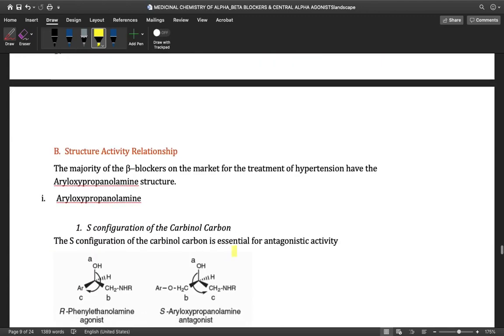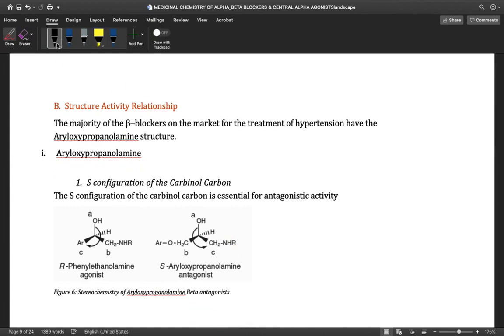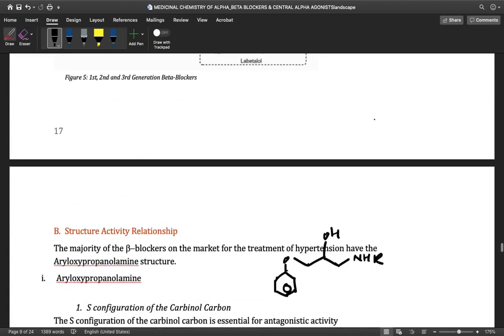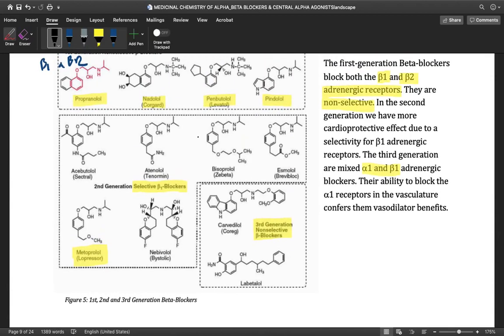Okay, so the majority of these drugs have what we call the aryl oxypropanolamine. So you have some type of an aryl ring, then oxy, propanol, so one carbon, 2, 3, propanol, and then you're going to have an amine, some type of an amine here. And when you look at the structures that are listed here, this is what you see. You have an aryl, oxy, propanol, amine.